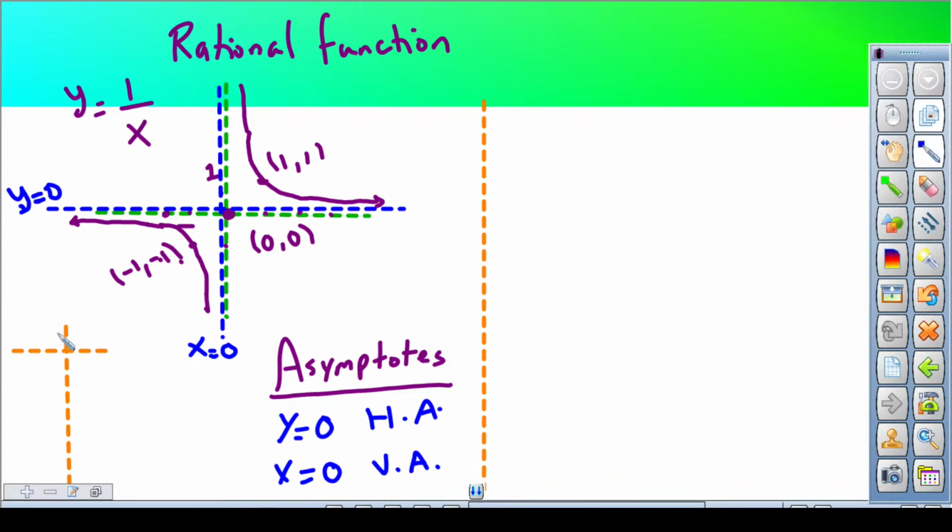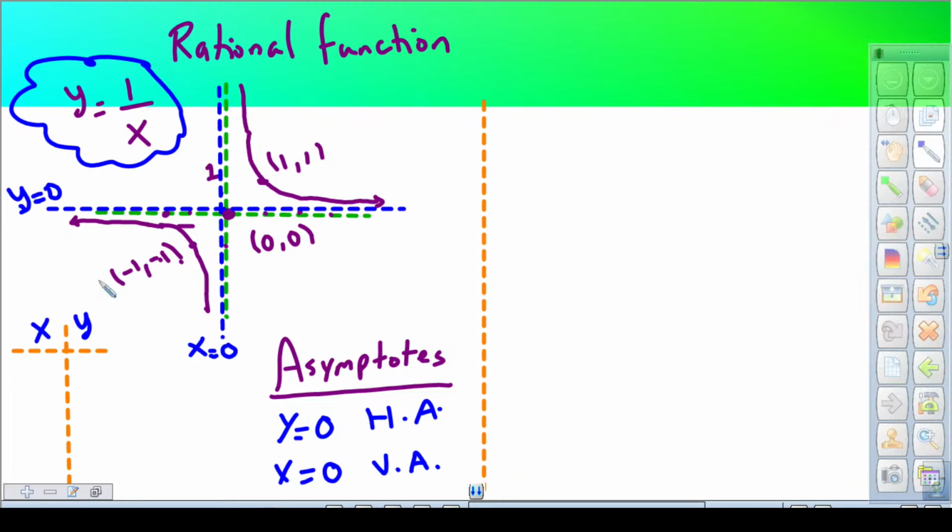But if you don't, that's okay. Make yourself a table, x and y, and put some values. Here's a function here: y equals 1 over x. This is the function we have today. This is the parent rational function.